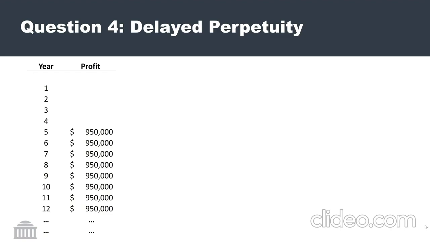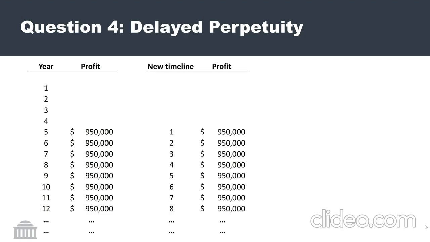To find the present value of the delayed perpetuity, let's follow an approach we developed in question 2. Let's draw a new timeline by denoting the first year in which we receive payment by year 1. In this case, year 5 in the actual timeline is year 1 in the new timeline. In this new timeline, the stream of payments looks like a regular perpetuity, and we can find its present value. It equals $950,000 divided by 7%, which is $13,571,429.